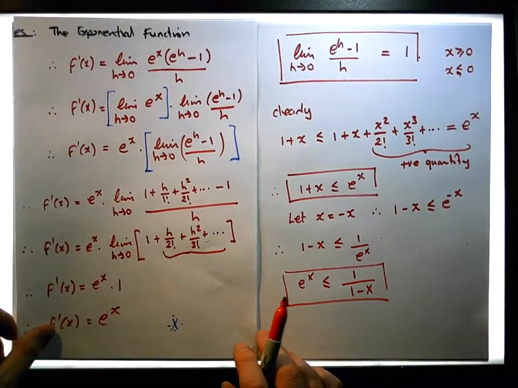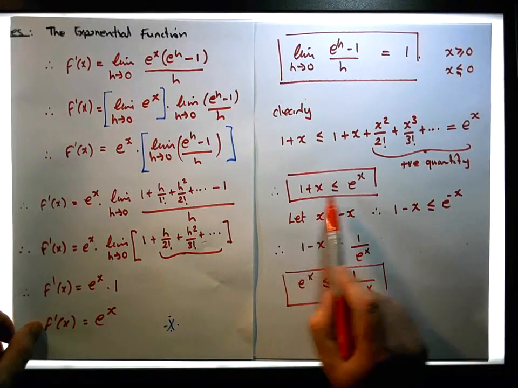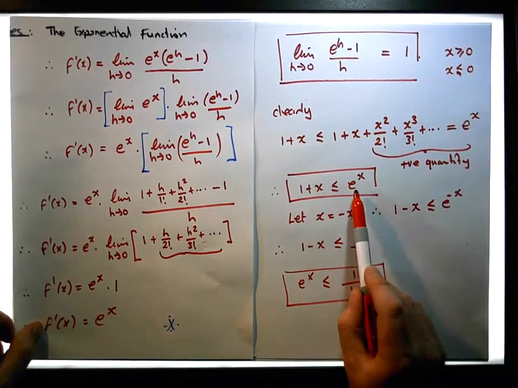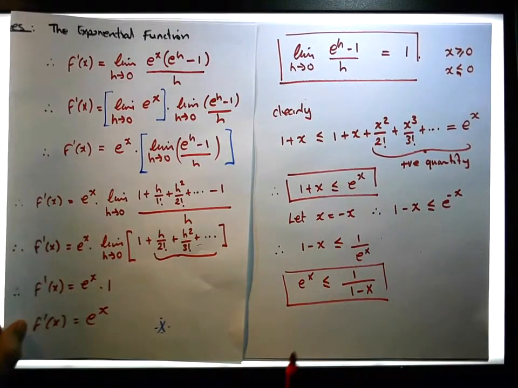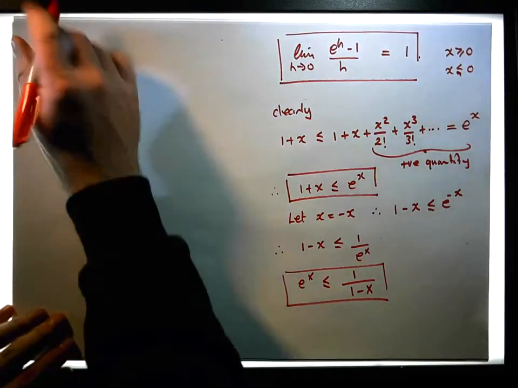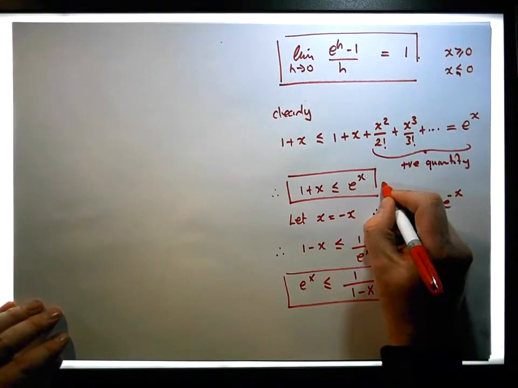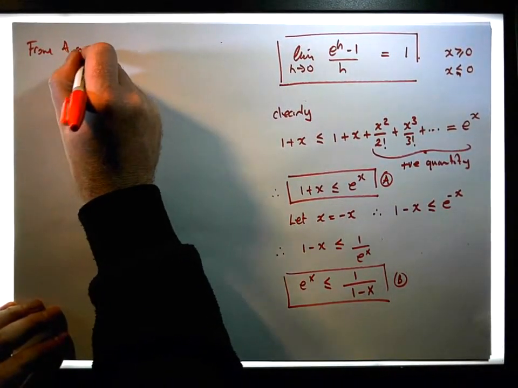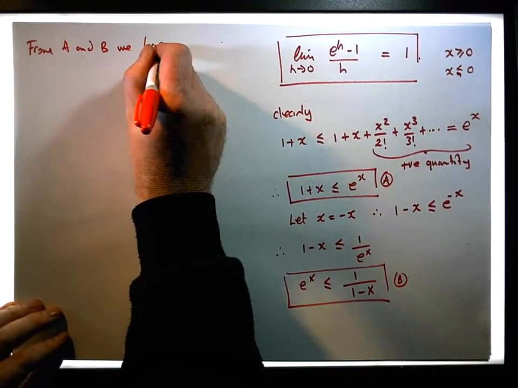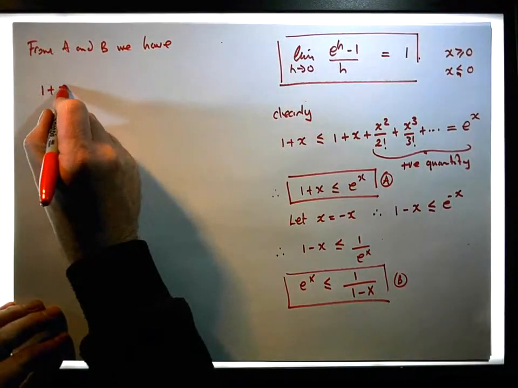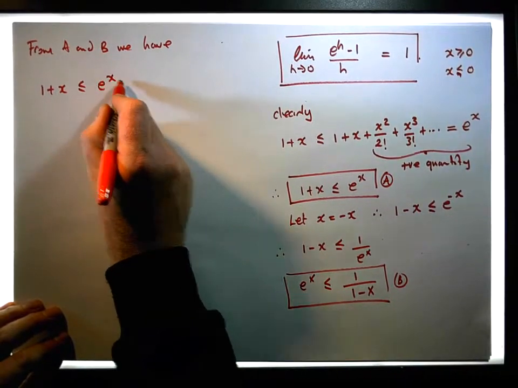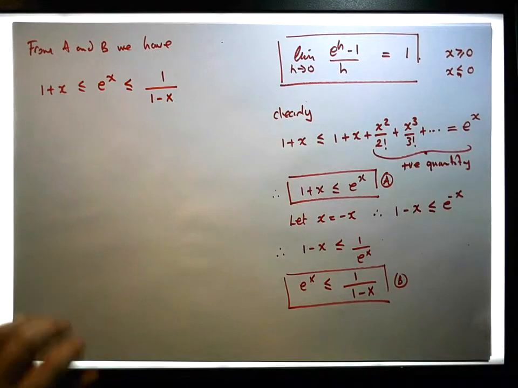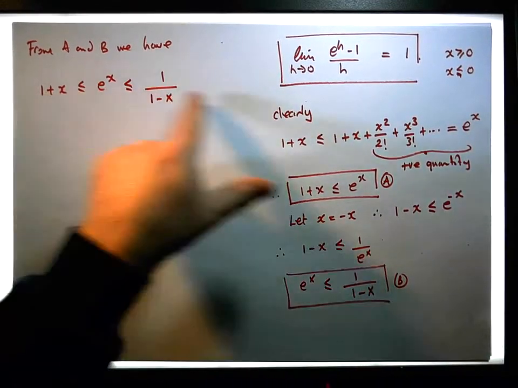So effectively, what we have here is we've bounded e to the x below and we've bounded e to the x above. So what we now have is this. Let's say this is a and b. So from a and b, we have that 1 plus x is less than or equal to e to the x, which is less than or equal to 1 over 1 minus x. And let's actually get the limit across here.